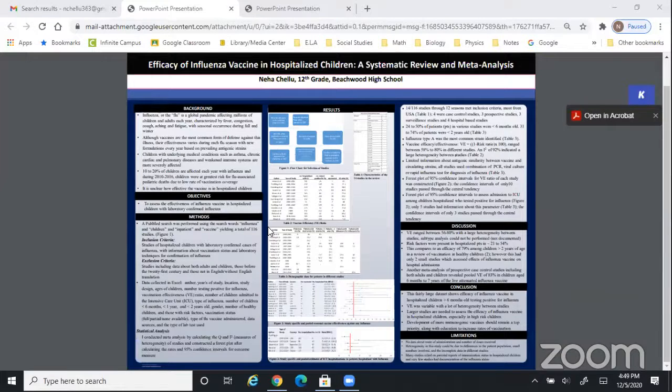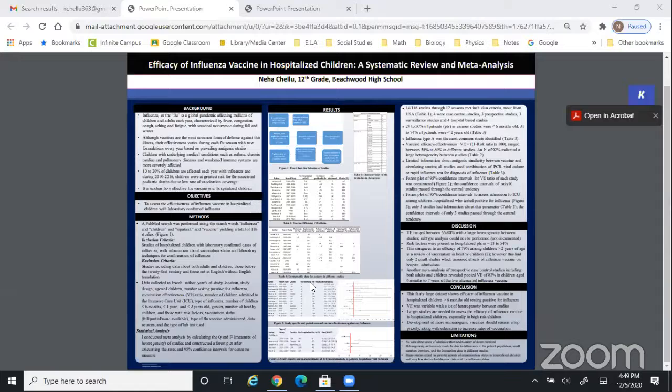I did a PubMed search of children with influenza in the inpatient setting, and of the 116 studies, 14 met the inclusion criteria. I conducted this meta-analysis by calculating the Q and I-squared values, which are measures of heterogeneity of these studies, and constructed a forest plot consisting of 95% confidence intervals. The pooled vaccine efficiency ratio ranged from 58 to 80% in different studies. The I-squared value of 92% indicated a large heterogeneity between these studies.